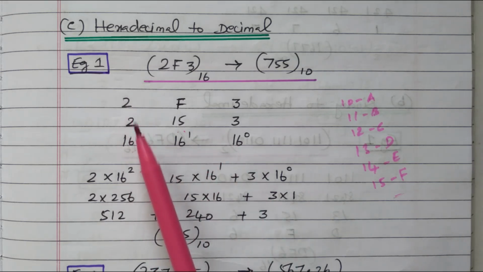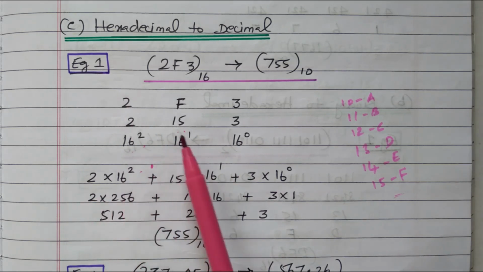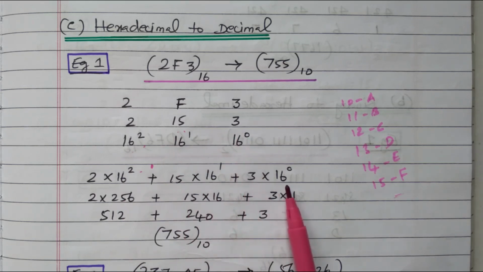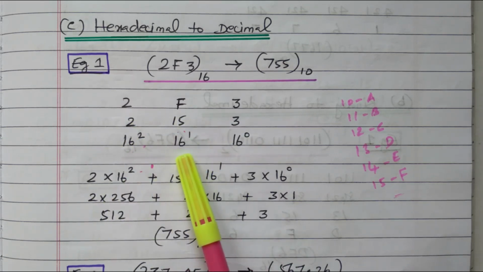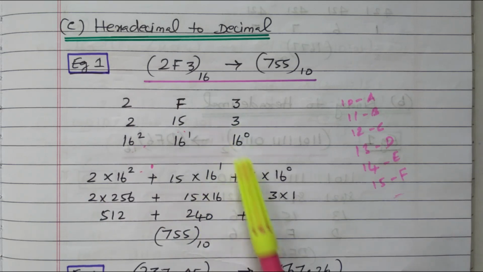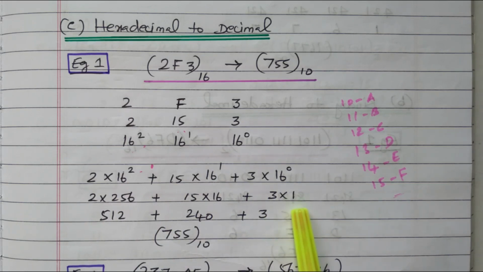So this 2 is multiplied by 16 to the power 2, 15 into 16 power 1, 3 into 16 power 0. So these digits are multiplied. 2 into 16 power 2, 15 into 16 power 1, 3 into 16 power 0. 16 power 2 is 16 squared, which is 256. 16 power 1 is 16, and 16 power 0 is nothing but 1.